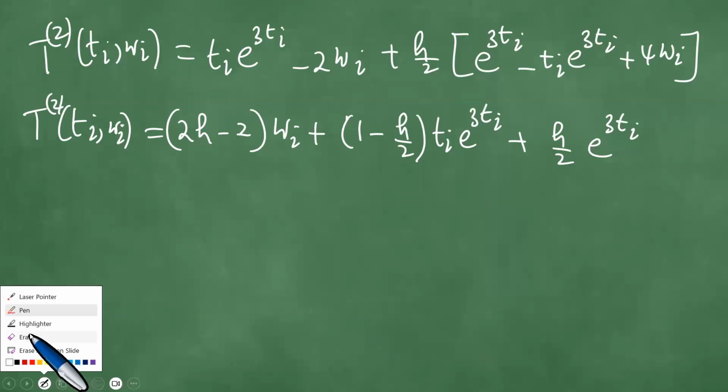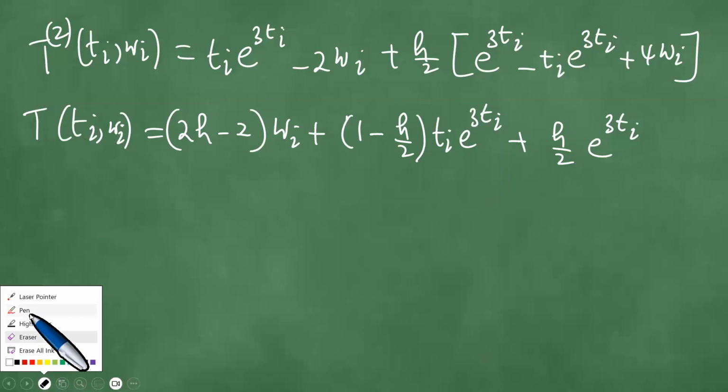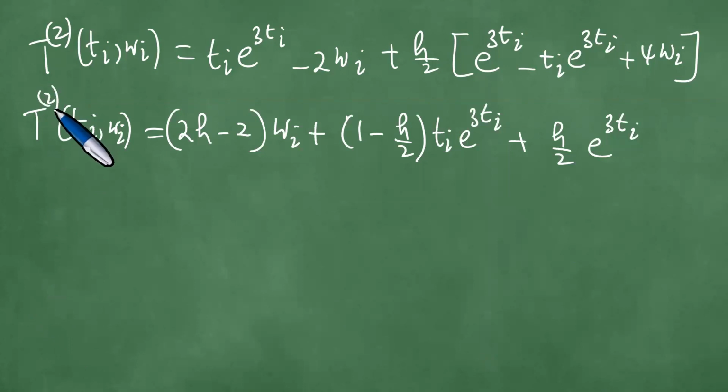Okay, let's continue. We need to just cross-check if this is exactly the same as this and we did not make any mistakes. Okay, let's just see. So this will be 2hwi, which is going to be 2hwi, okay? And this is going to be minus 2wi. So wi's are taken care of. Then here you're going to have the ti e to the 3ti, and then this one is going to be minus h over 2 ti. And then there's going to be h over 2, yeah, okay? Looks very correct. So yeah, we got that one.